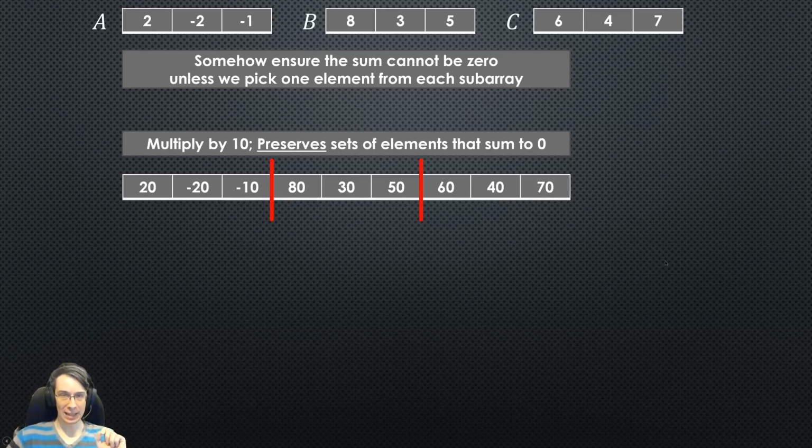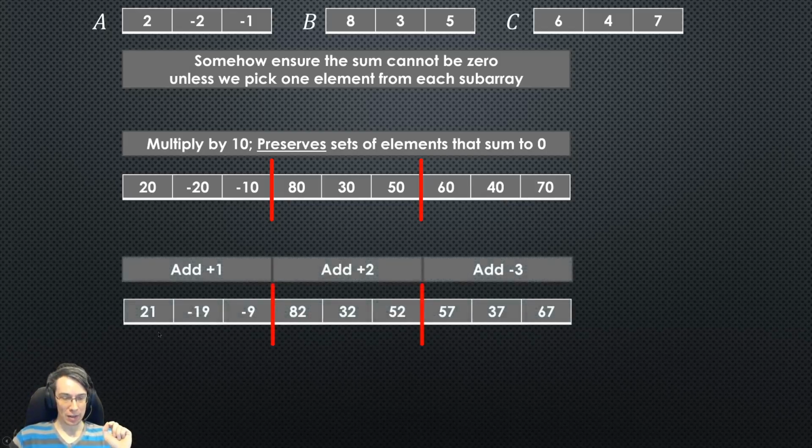Okay, so we're getting to the point where we're going to pull back the curtain and reveal the magical algorithmic trick that'll accomplish this. So we're going to add 1 to each of the elements of subarray A. We're going to add 2 to each of the elements of subarray B.